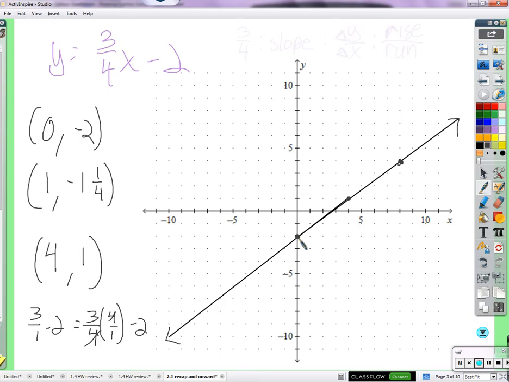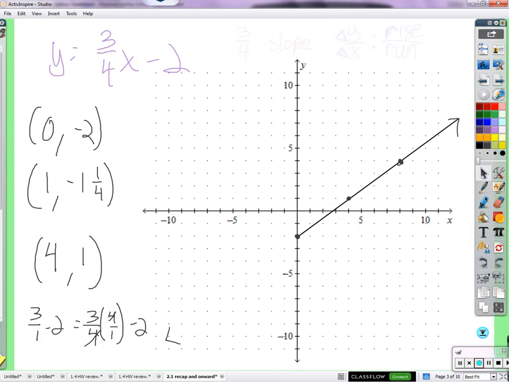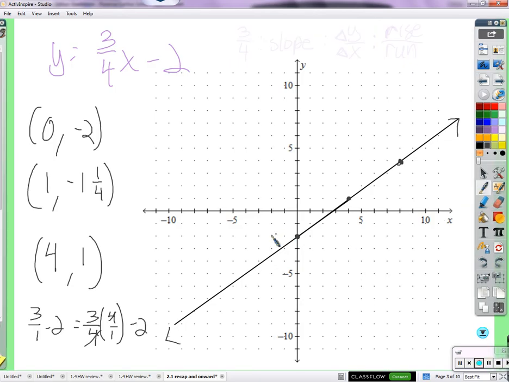If I start here and I go back 4, 1, 2, 3, 4, I should just move down 3, but I didn't draw my line all that well. So we move back 1, 2, 3, 4. It should move down 3. There we are. Back 4, move down another 3, again, and so on.